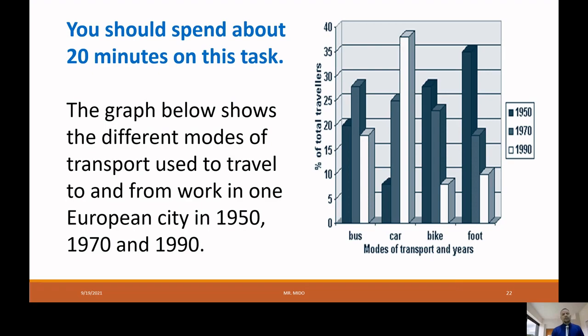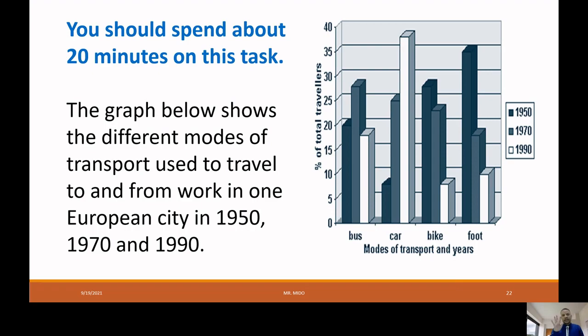You should spend about 20 minutes on this task. The graph below shows the different modes of transport used to travel to and from work in one European city in 1950, 1970, and 1990. Only in the 3 years, not between the 3 years. So only 3 times of the year. This is now in front of you. We have bus, for example, and we have car, bike, and on foot.